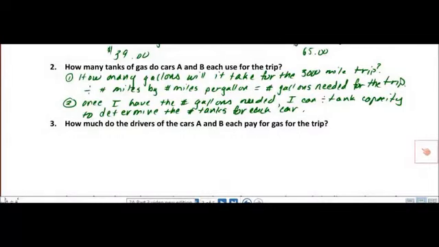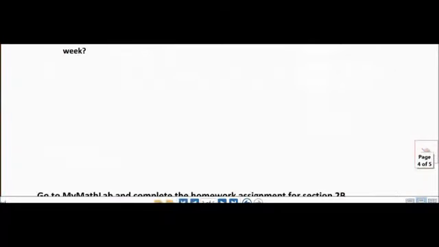So to determine how many gallons it will take for the trip, you take the number of miles, the 3,000 miles, the number of miles for the trip, and divide that by the number of miles that they get per gallon. That will equal the number of gallons needed for the trip. Then, once we have the number of gallons needed, I can divide that by the tank capacity to determine the number of tanks needed for each car. So I've done the math down here. I've appended a page.